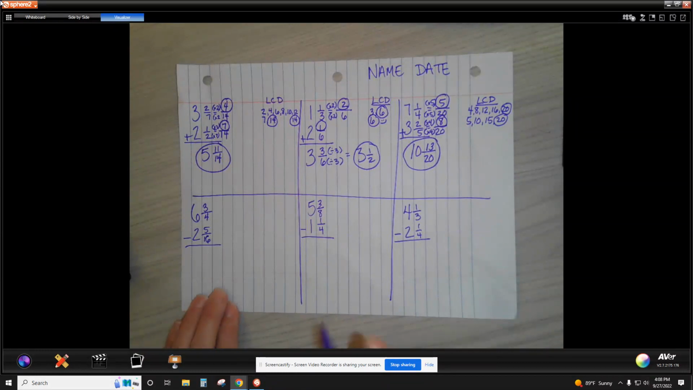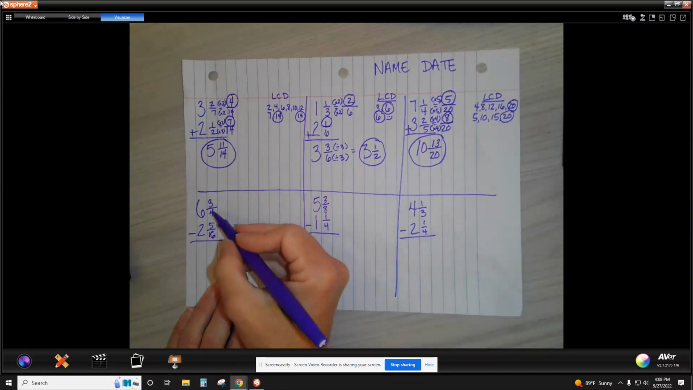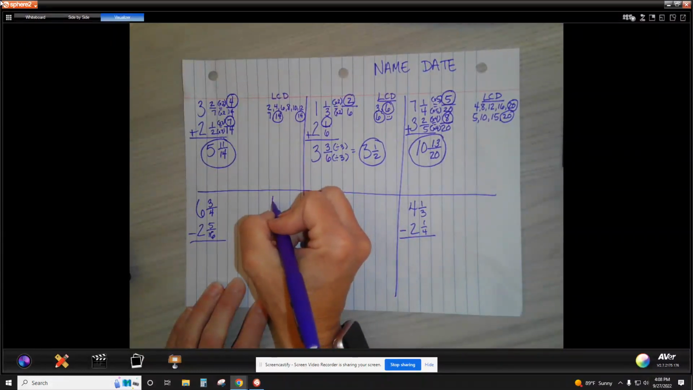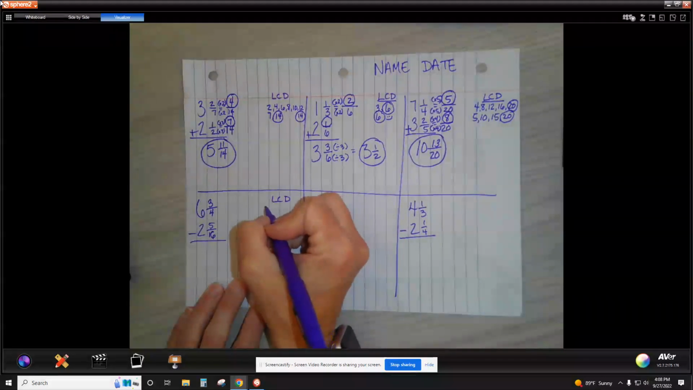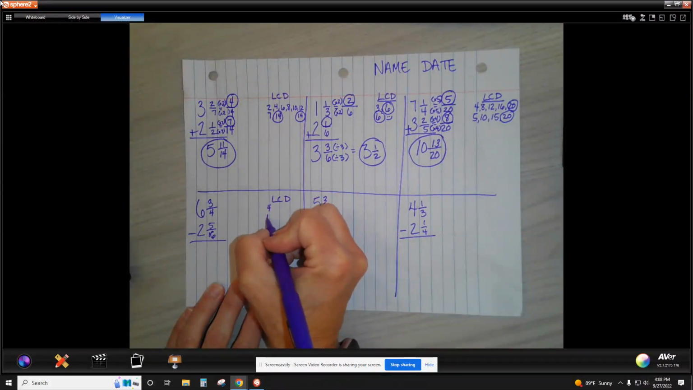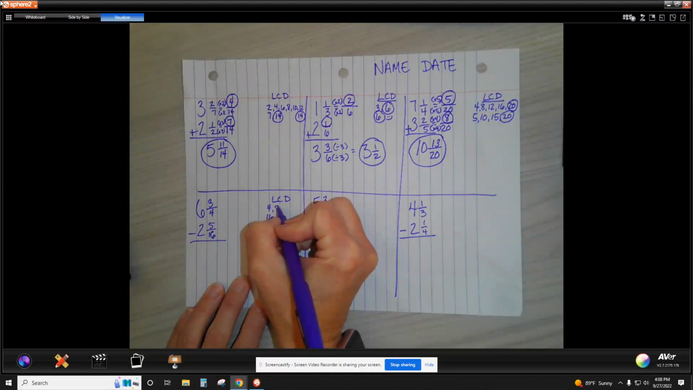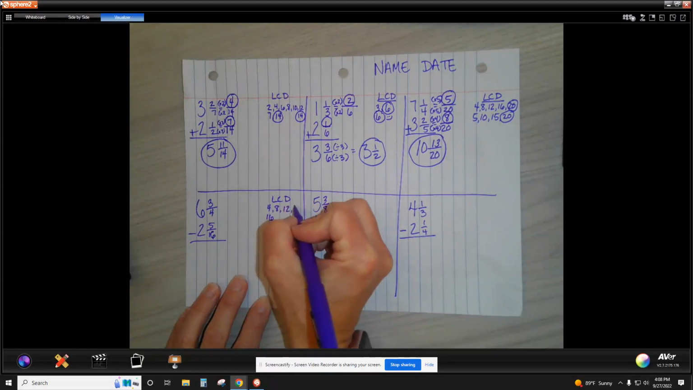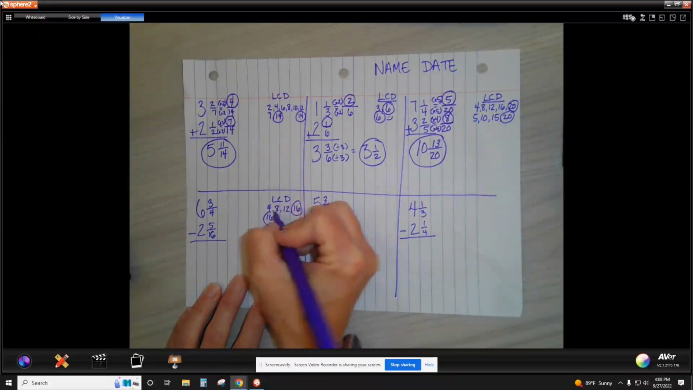On this row, we're doing subtraction, so you have to switch gears. A lot of kids accidentally add all these. Be careful on these. Your least common denominator of 4 and 16. 4, 8, 12, 16. That's going to be my winner.